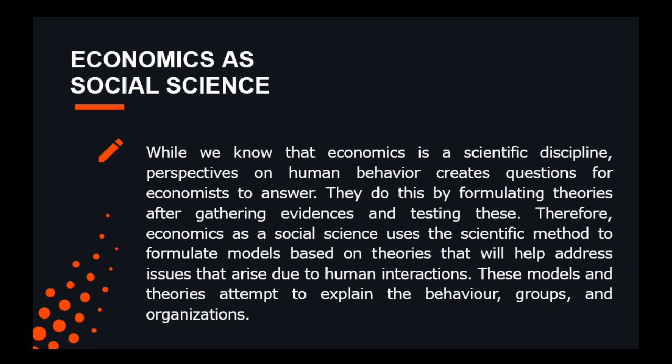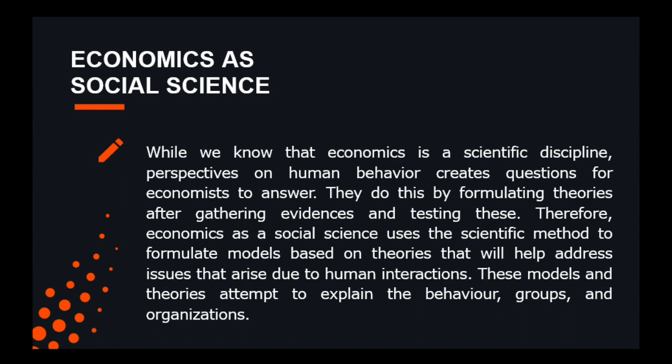While we know that economics is a scientific discipline, perspectives on human behavior create questions for economists to answer. They do this by formulating theories after gathering evidence and testing these. Therefore, economics as a social science uses the scientific method to formulate models based on the theories that will help address issues that arise due to human interactions. These models and theories attempt to explain the behavior of individuals, groups, and organizations.